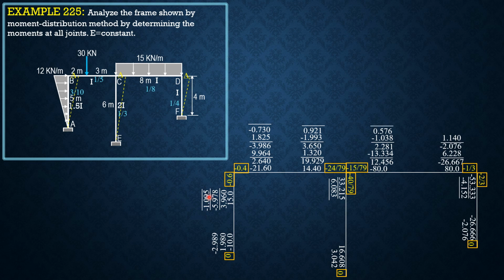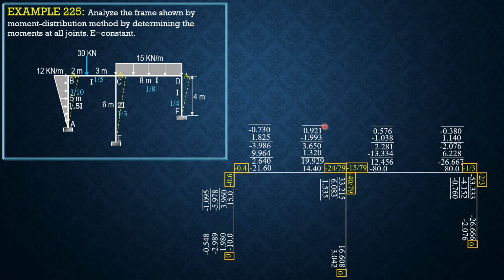Then carry over, so 0 here, half of negative 1.095, negative 0.548, half of 0.921, half of negative 0.73, half of negative 0.38, half of 0.576, then 0, half of 1.535, then 0 here, half of negative 0.76, negative 0.38. 0.46 times negative 0.4, negative 0.184. 0.46 times negative 0.6, negative 0.276.